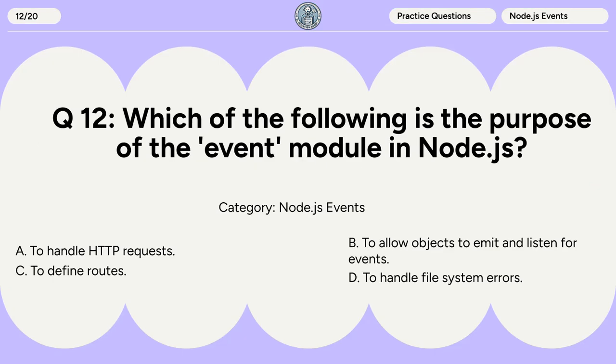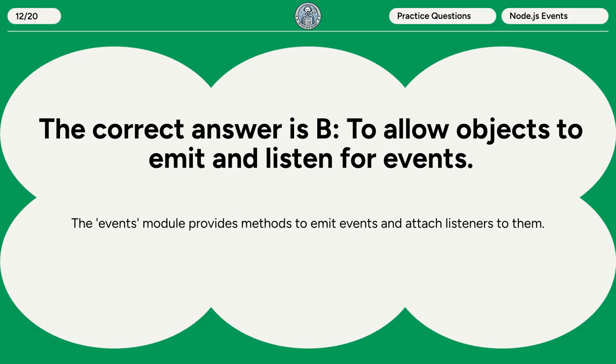Question 12. Which of the following is the purpose of the event module in Node.js? A. To handle HTTP requests. B. To allow objects to emit and listen for events. C. To define routes. D. To handle file system errors. The correct answer is B. To allow objects to emit and listen for events. The events module provides methods to emit events and attach listeners to them.